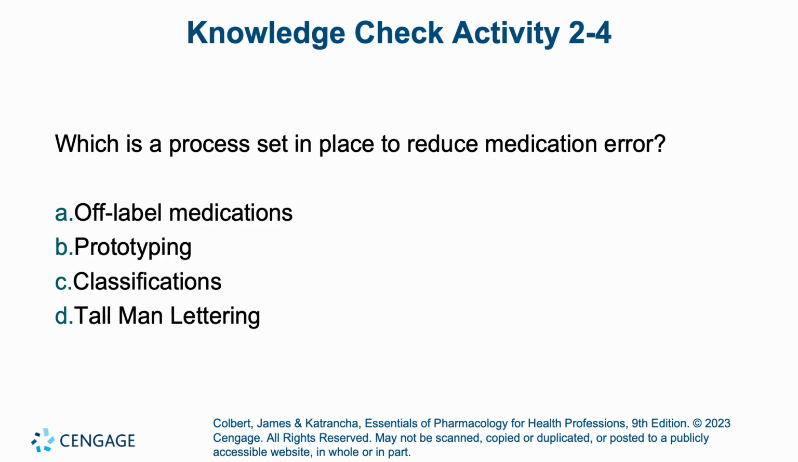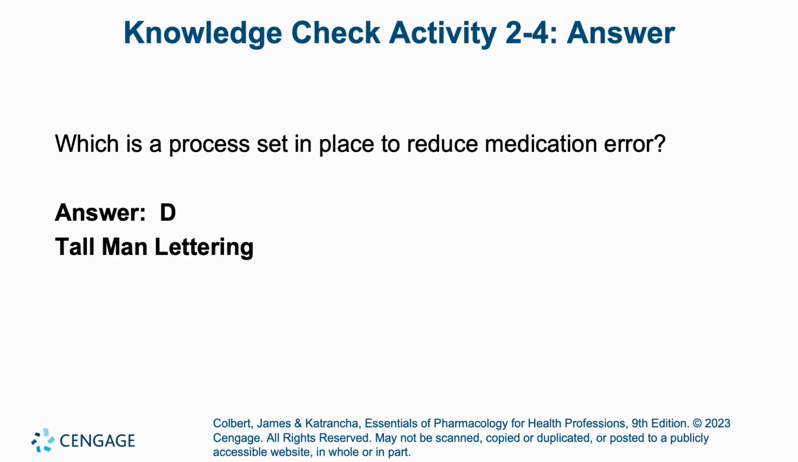So what is a process set in place to reduce medication error? A, off-label medications, B, prototyping, C, classifications, D, tall man lettering. So of course, the answer is D, tall man lettering.